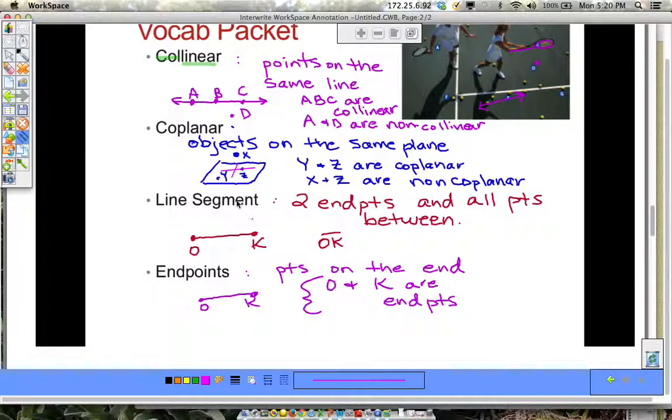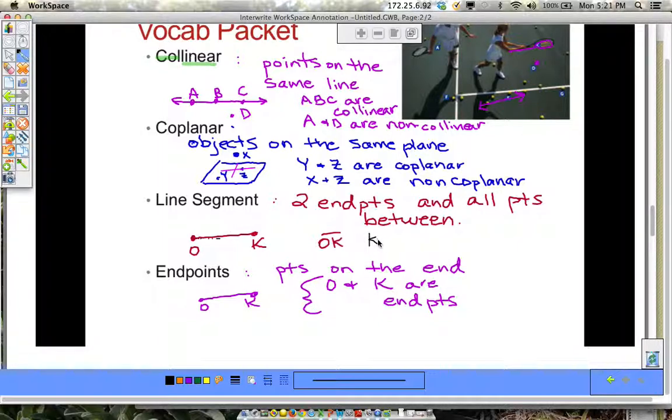Then a line segment. We know it's part of a line, but it's marked by 2 endpoints. So it's 2 endpoints and all of the points in between. So there's a bunch of little dots here, a bunch of points, infinitely many points between these 2 endpoints. And we name it by the endpoints. So it would be segment OK, or you could say KO.